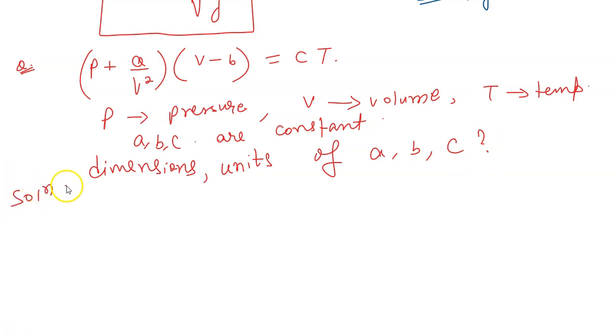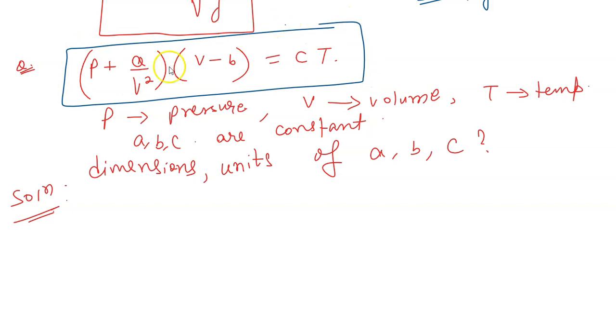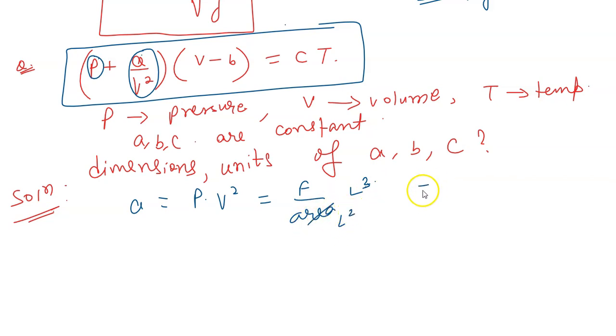You can just pause the video and start doing this one. So here we have this equation, and their dimensions must be equal on both sides. This dimension is pressure, so A by V square will also have the dimension of pressure, because according to the principle of homogeneity, only quantities with the same dimensions can be added or subtracted. So the dimension of A will be P times V square. For pressure, what is the dimension? It is force per unit area. And for V square, what is the dimension? V is volume, L cube, and for area it is L square. So the dimension of A is nothing but the dimension of force into L. That means ML.